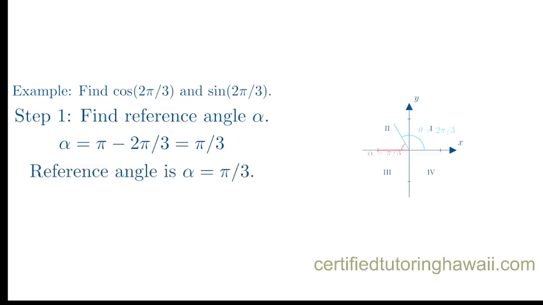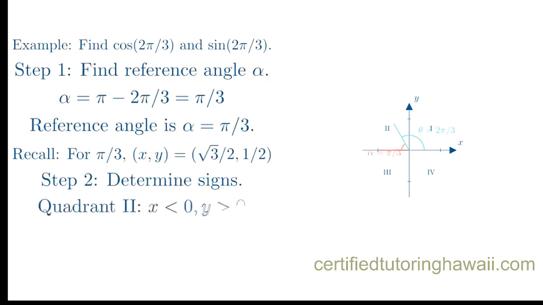This means our coordinates will involve the values we found for pi over 3. Remember from our last scene, the coordinates for pi over 3 are square root of 3 over 2, 1/2. Now for the signs. The angle 2 pi over 3 is in quadrant 2. In quadrant 2, x is negative and y is positive. Since x is negative, our cosine value will be negative. Since y is positive, our sine value will be positive.